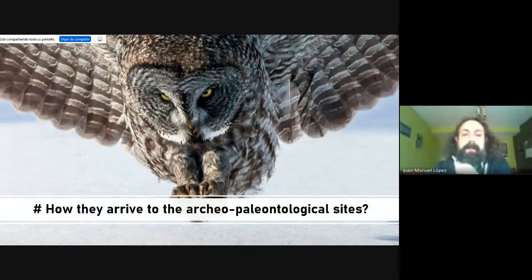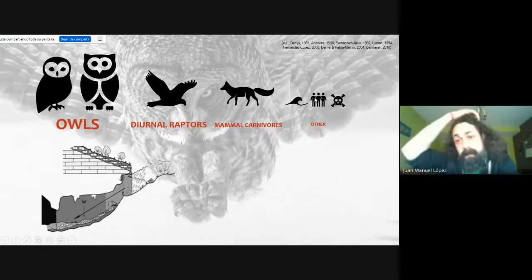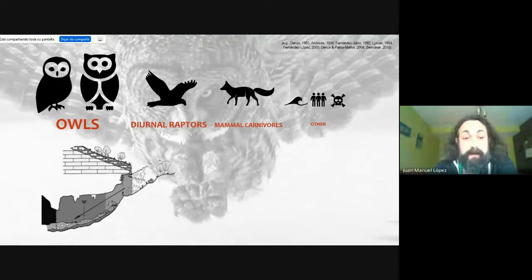Another topic is how they arrive at these archaeological and paleontological sites. Normally, there are different kinds of predators that accumulate these small mammals in a site: owls or nocturnal birds of prey, diurnal raptors or diurnal birds of prey, small carnivores, and sometimes other agents like humans. This is a drawing of how they arrive in the sediments in a cave.